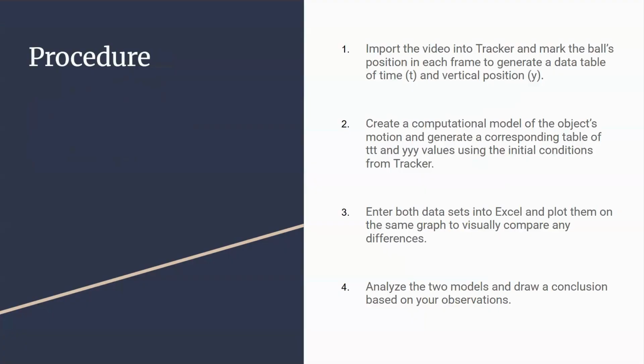So the actual procedure consisted of several main steps. First, I imported a video of the falling object into Tracker and marked the position of the ball in each frame. This produced a data table of time and vertical position values. Next, I used the initial conditions from Tracker, such as initial position and velocity, to build a computational model. This model generated its own set of predicted time and position values. After that, I entered both data sets into a spreadsheet and plotted them on the same graph. This allowed for a direct visual comparison between the experimental data and the simulation. Finally, I analyzed the similarities and differences between the two sets of results.